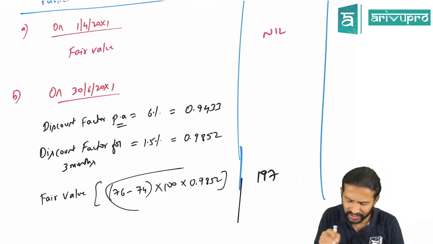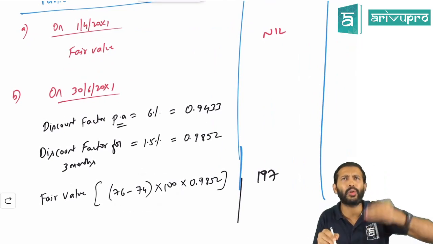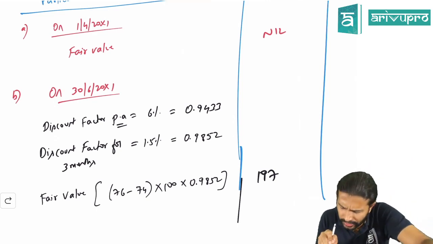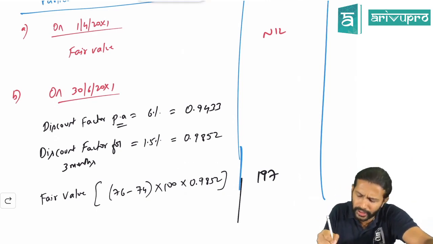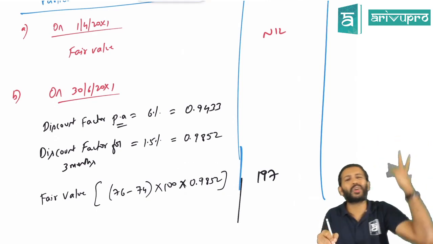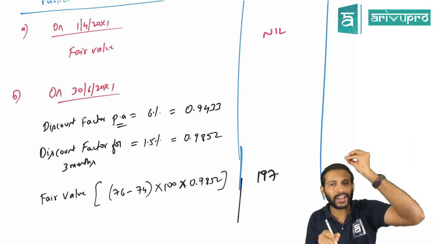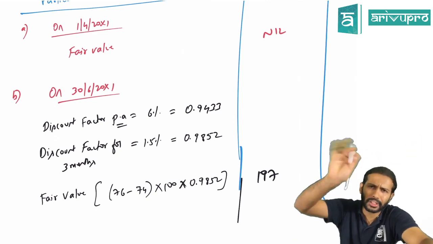Normally this is easy. Anyone will find this out. You just have to, after finding out the fair value gain or loss, not forget to multiply by the discount factor, because the time value of money impact you need to give over here. There also they brought in an adjustment.